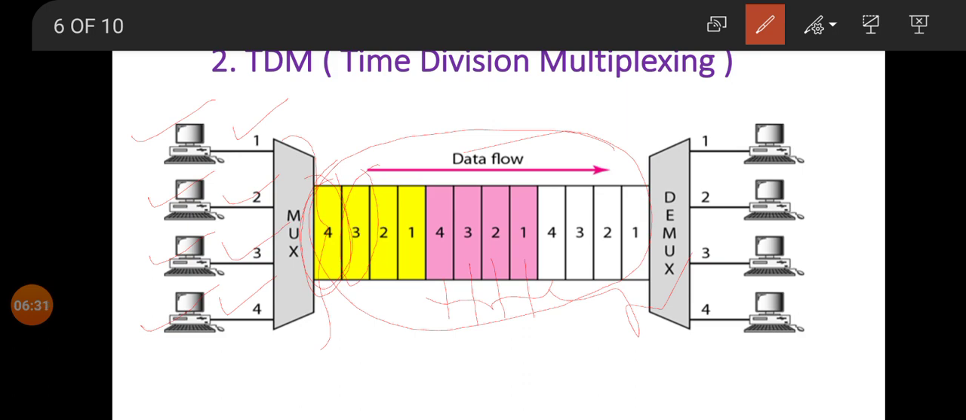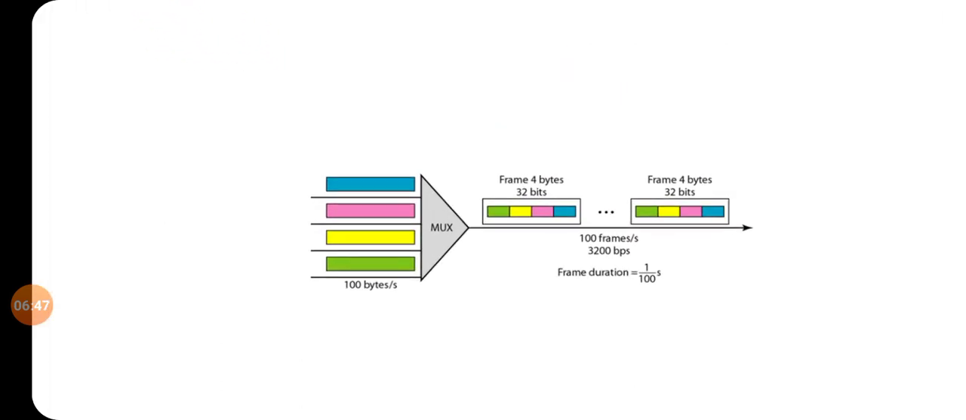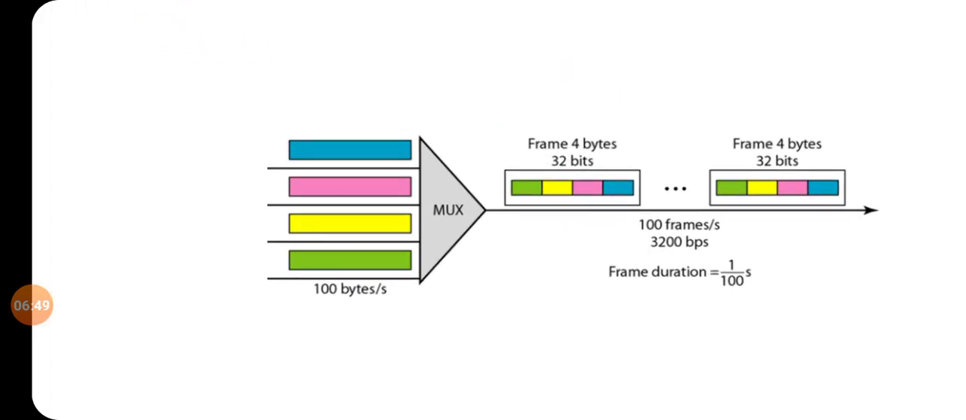Clear? Most of the time, time division multiplexing uses digital signals. Okay. Then let us see TDM with another diagram. So this diagram also represents TDM.